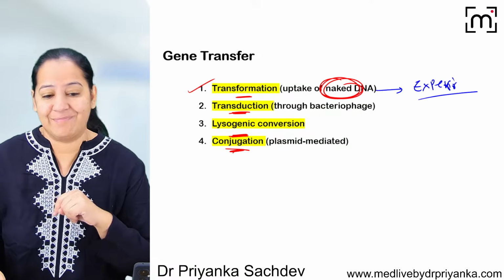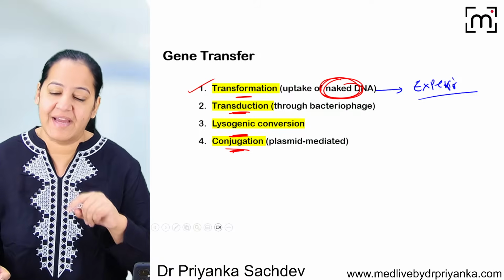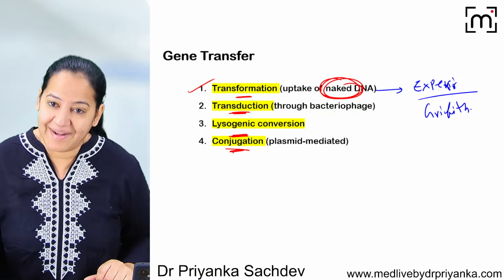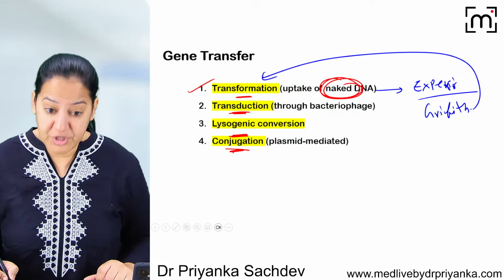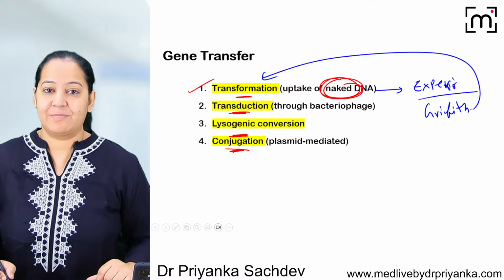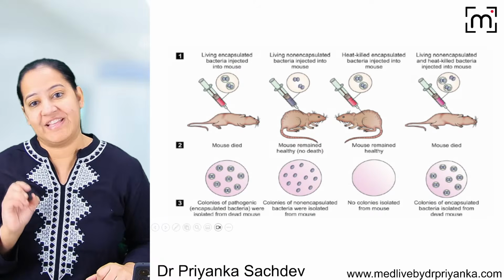Yes, there is an experiment. The experiment done by a great scientist. The name of the scientist is Griffith. So we have the Griffith experiment that proves that transformation takes place. So what has Griffith done? Let me explain to you the Griffith experiment.